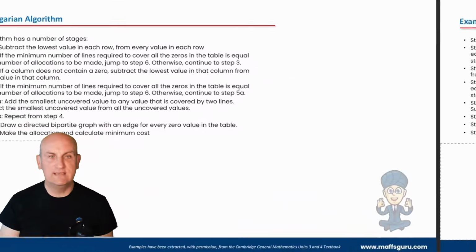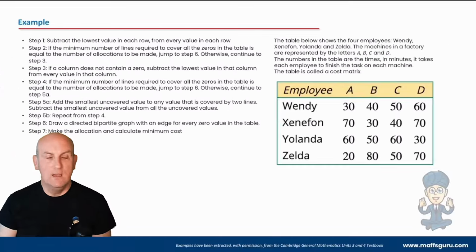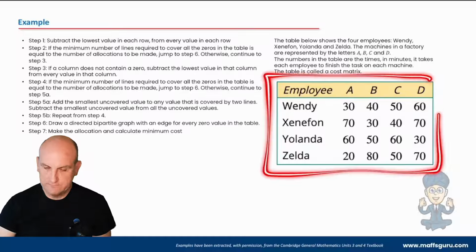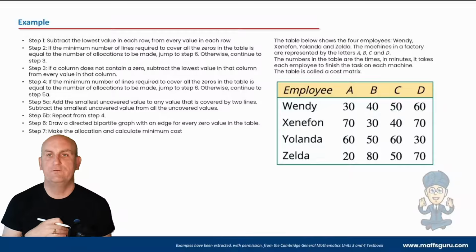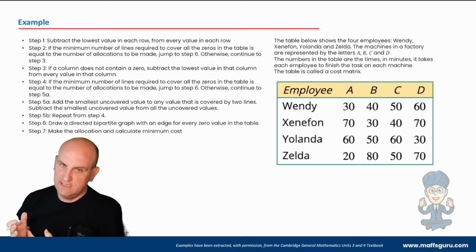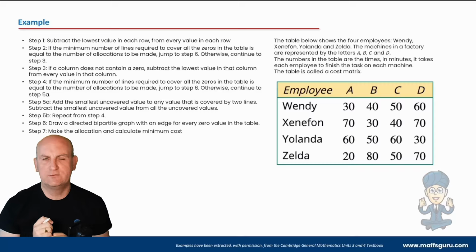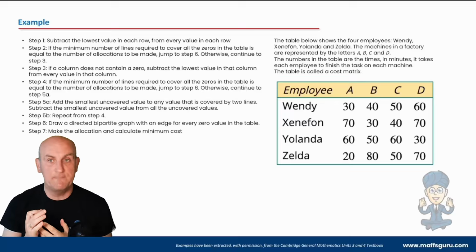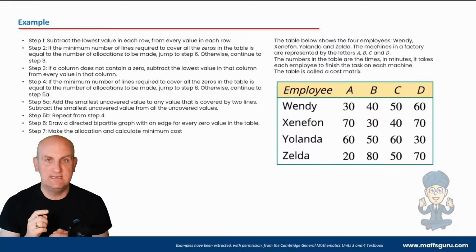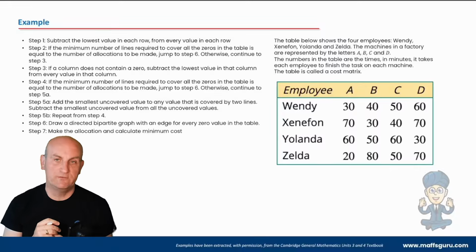All right, so there's the Hungarian algorithm. Let's have a look at an example. So the table below shows 4 employees, Wendy, Xenophon, Yolanda, and Zelda. The machines in a factory are represented by the letters A, B, C, and D. The numbers in the table are the times in minutes it takes each employee to finish the task on each machine.